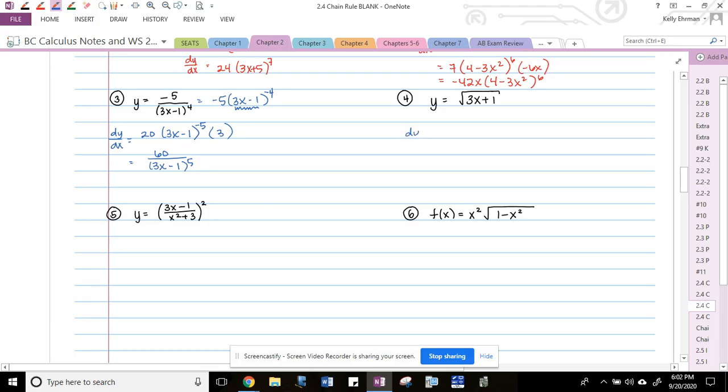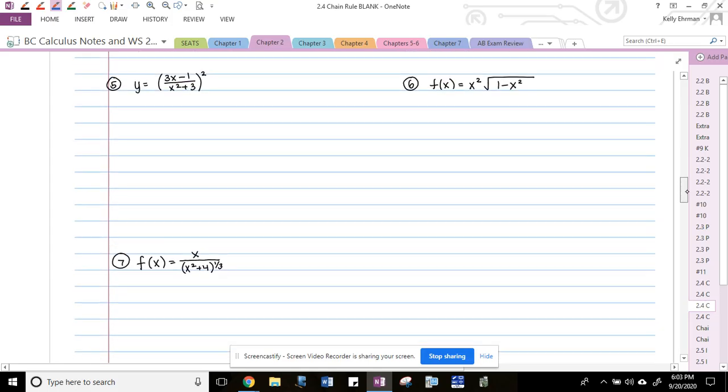Next one, dy dx. So again, I'm just thinking, what's the derivative of the square root of something? It's 1/2 times 3x plus 1 to the negative 1/2 times the derivative of 3x plus 1, because that's the inner function, so times 3. And then I'll clean it up. There's a 3 in the numerator, and then the 2, and I like to write this as square root of 3x plus 1 should both be in the denominator.